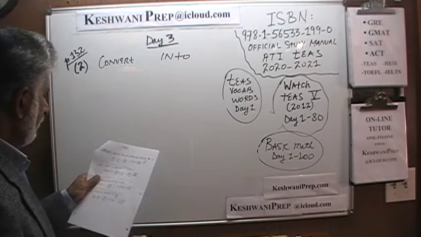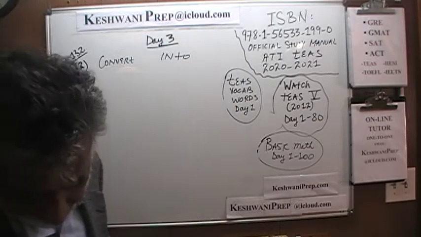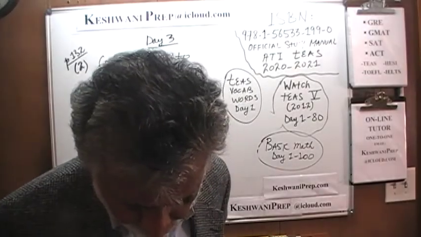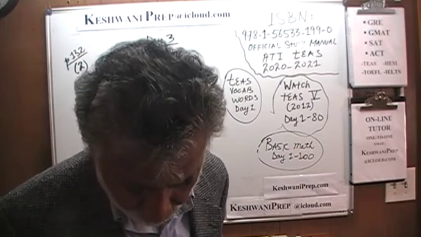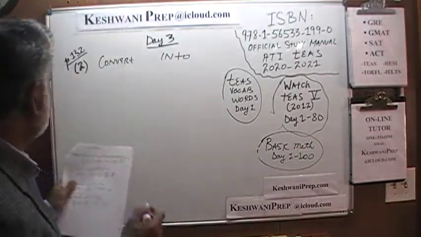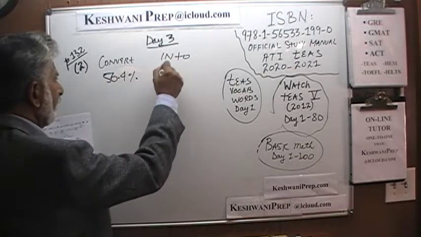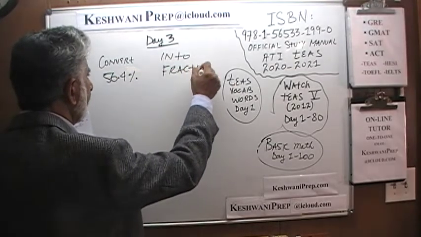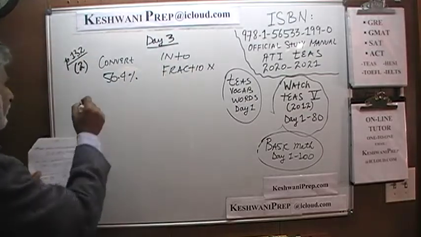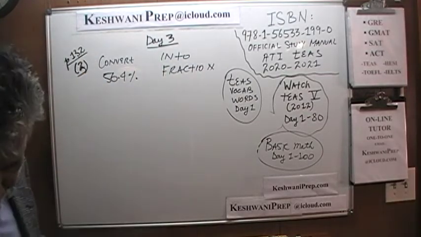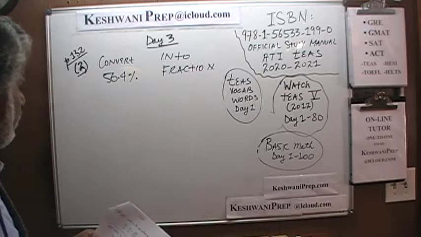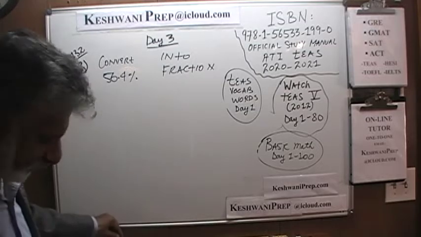Number 3 says, we are given 56.4%, and the question is, which of the following is equivalent? They're giving us in fraction. In other words, convert 56.4% into fraction. That's number three. Let's do this, shall we?